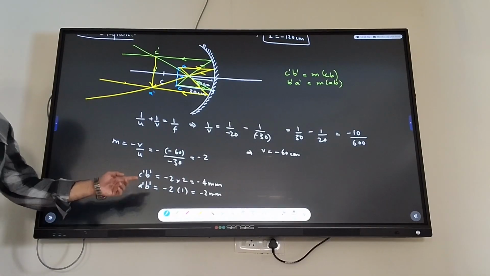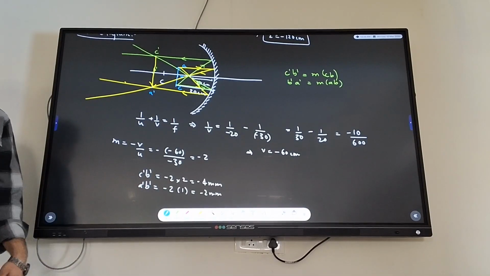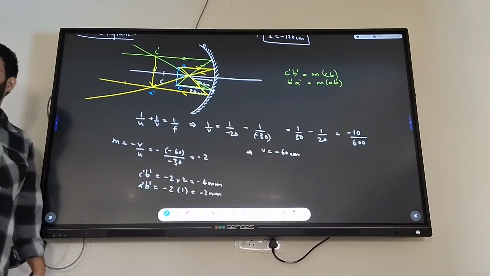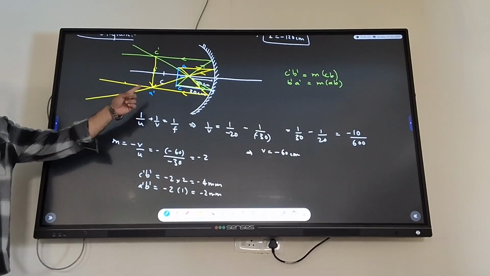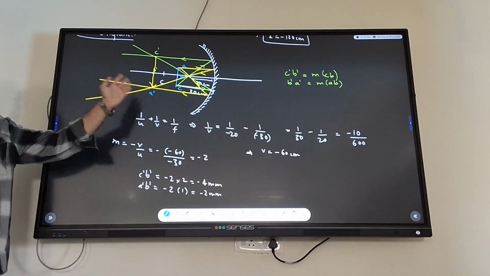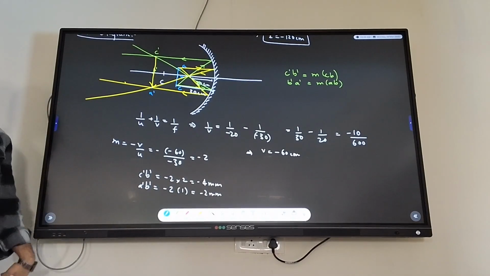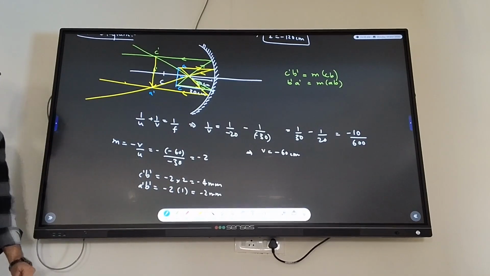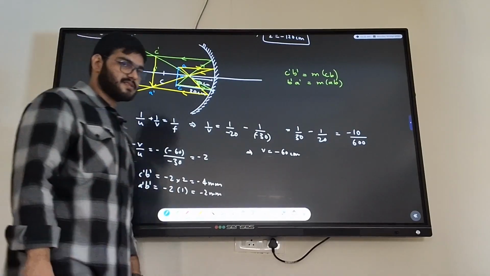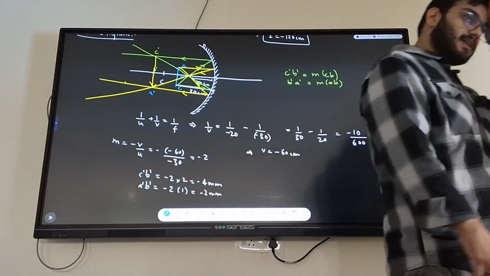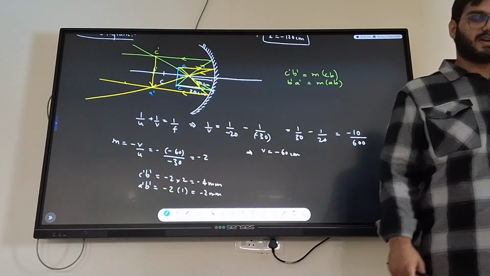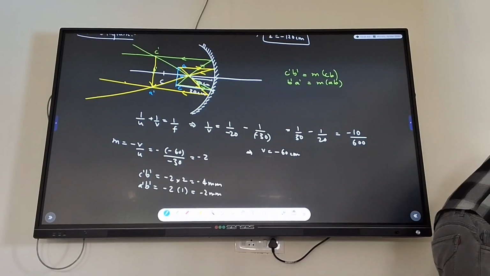Did you understand how I did it? If you know the position of the object, you can already guess everything. It should be inverted, real, that is how the image should be. This was question number 8. Go for question number 9 if you are done with this. Question number 8 was this.